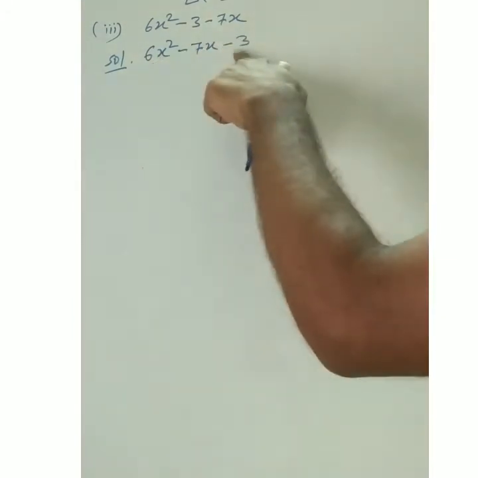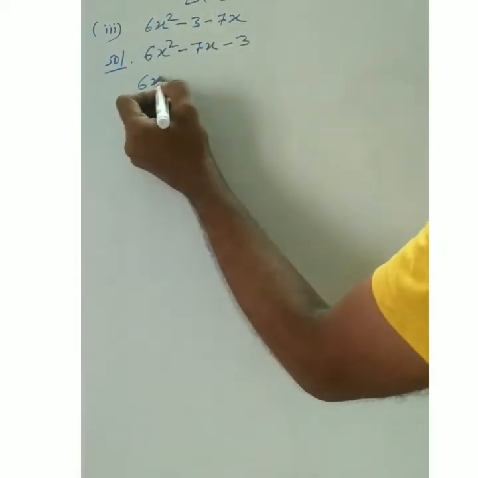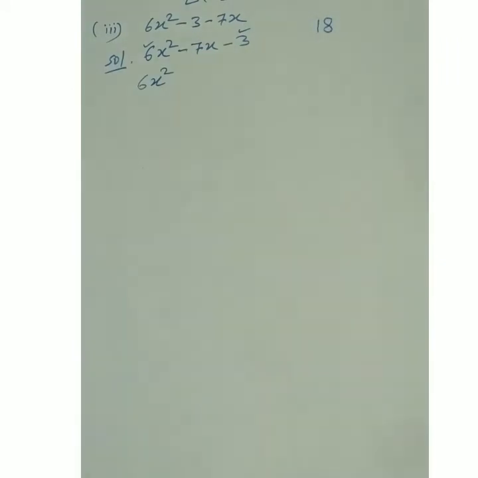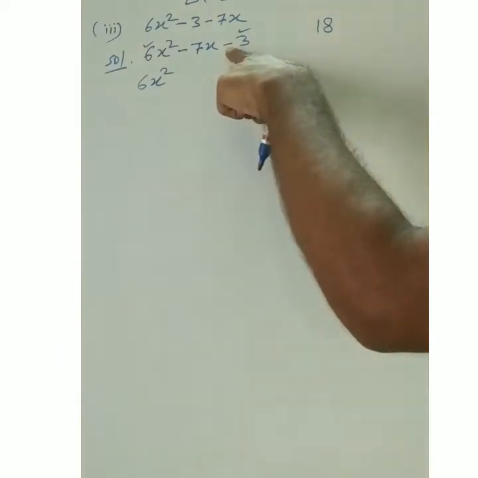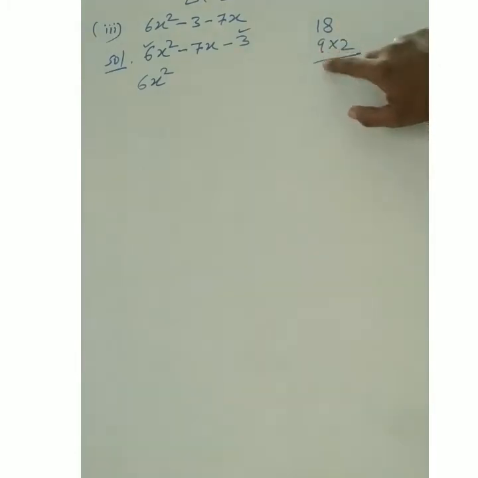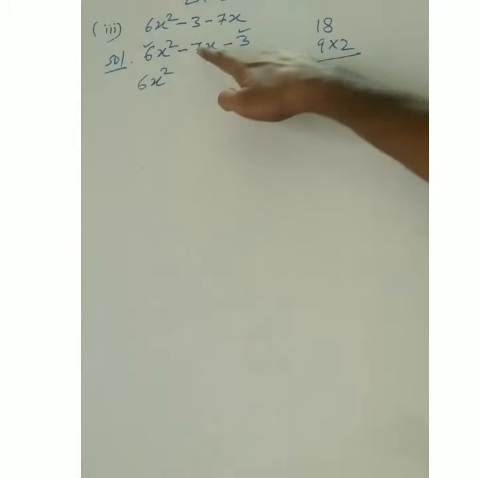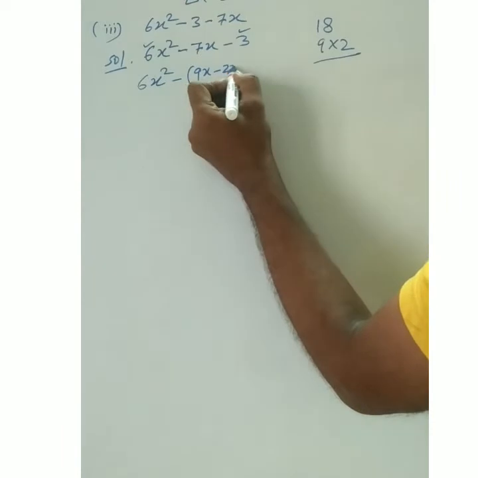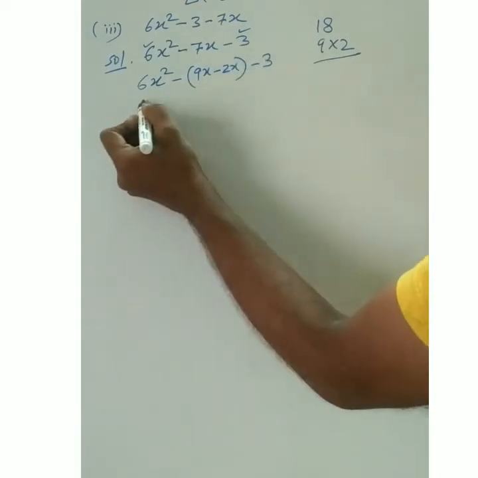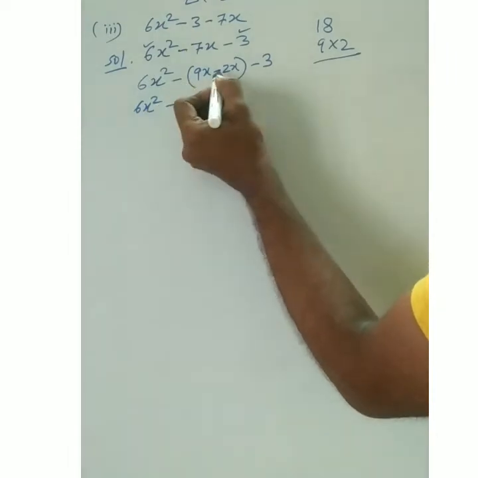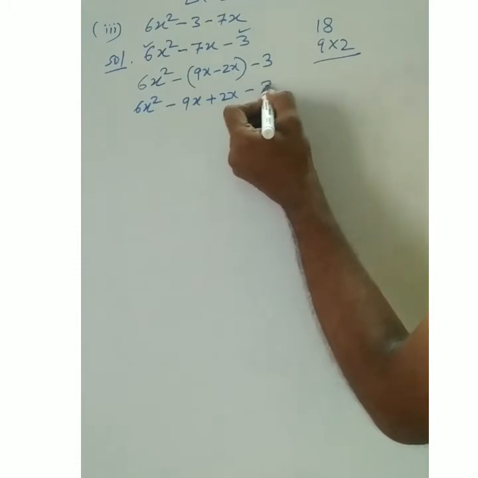Now we have to split the middle term here. 6x square. Now 6 into 3 is 18. We have to split 18 so that on subtracting we get 7, which is 9 and 2. 9 into 2 is 18 and when we subtract we get 7. Here it is minus 9x minus 2x and minus 3. 6x square minus 9x, and minus minus plus 2x minus 3.